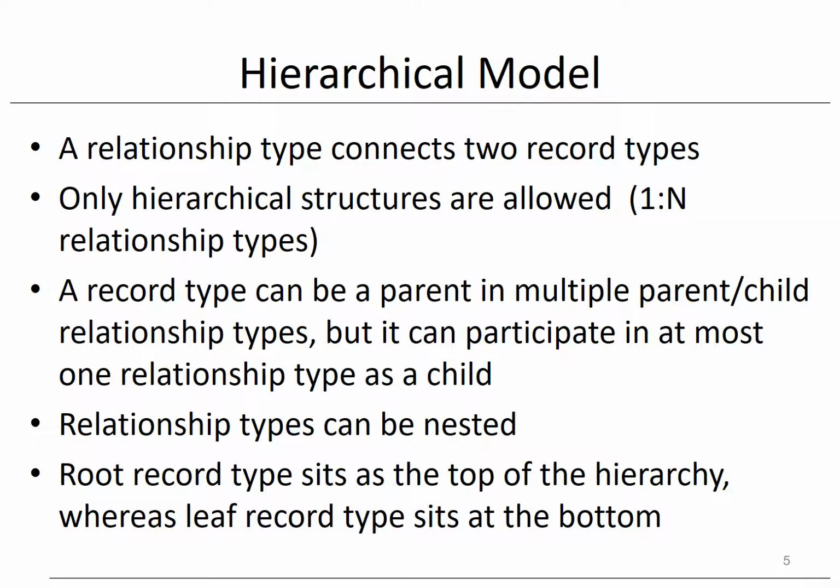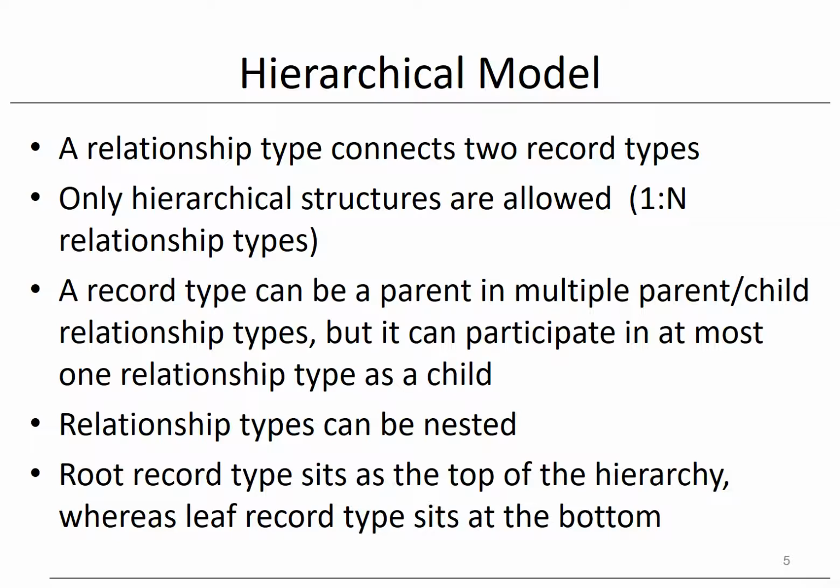A relationship type connects two record types. It models the relationships between record types. Only hierarchical structures are allowed, or in other words, only one-to-n relationship types can be modeled. Hence, a parent record can have multiple child records according to the same relationship type, but a child record has at most one parent record. A record type can be a parent in multiple parent-child relationship types, but it can participate in at most one relationship type as a child.